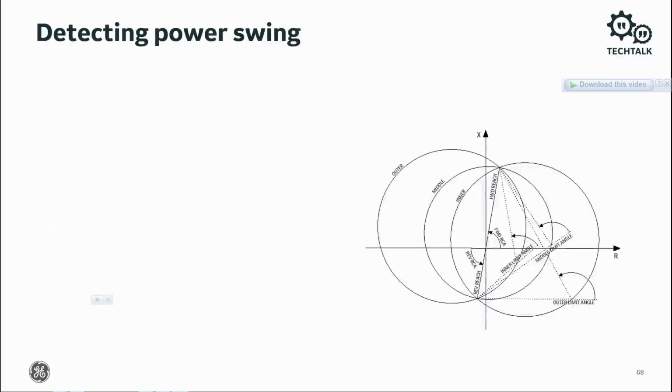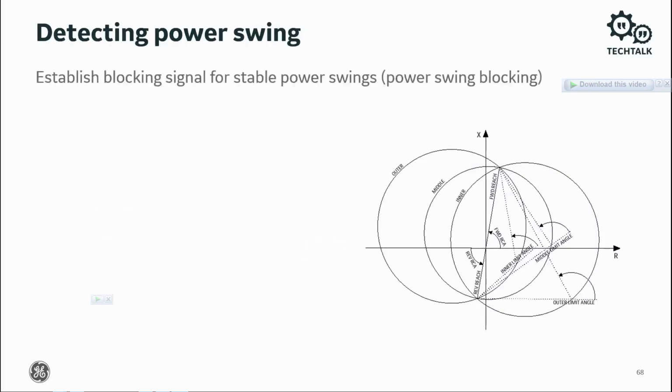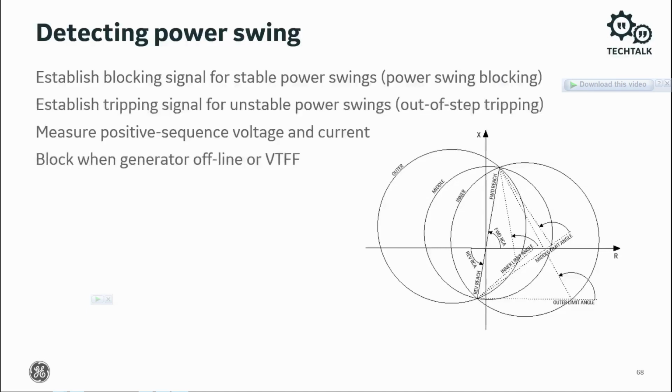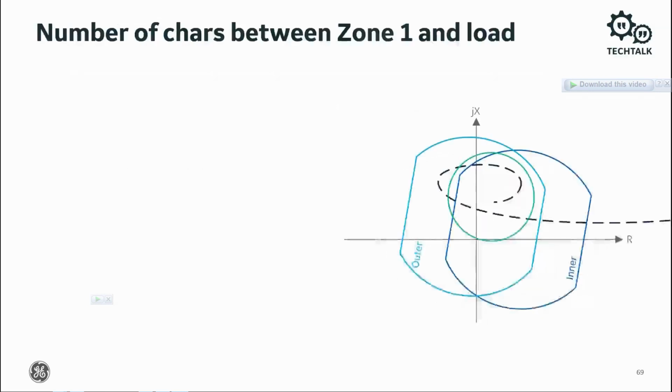The challenge is in detecting a power swing. Based upon impedance zones shown here, the relay must establish a blocking signal for stable power swings, establish a tripping signal for unstable power swings, measure positive sequence voltage and current, and block when the generator is offline or VTFF, VT fuse failure, is detected. From a power study, determine the number of characteristics between zone 1 and load.